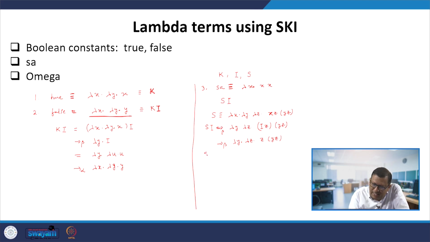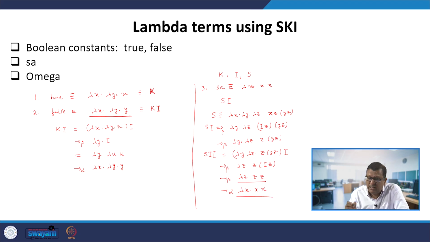So let us then do SII. SII will give us lambda z dot z y z, where y is replaced by I. So it will be I z, and beta reduction gives us lambda z dot z, I z is again z. Now with alpha renaming we have lambda x dot xx. So you have obtained SII.